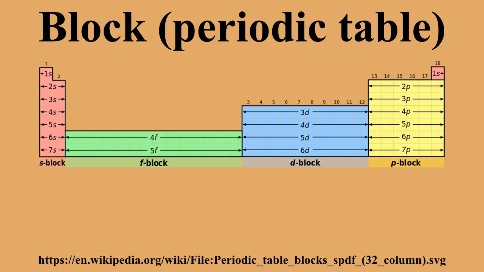Tin, in the fourth row of column 14, is an abundant, flexible, and extremely useful metal. It is an important component of many metal alloys like bronze, solder, and pewter. Sitting right beneath tin is lead, a toxic metal.